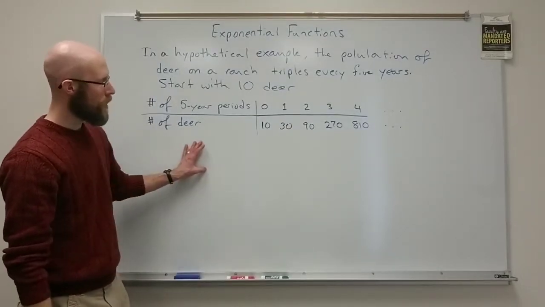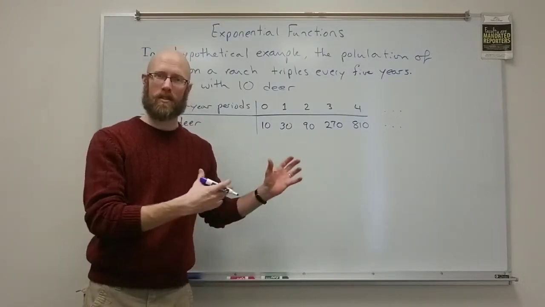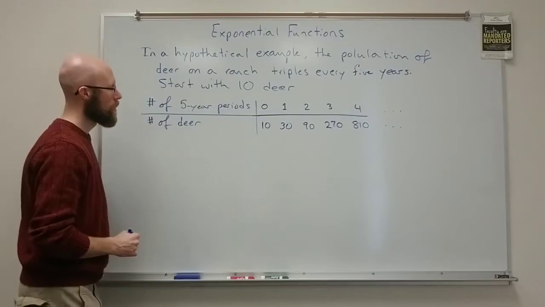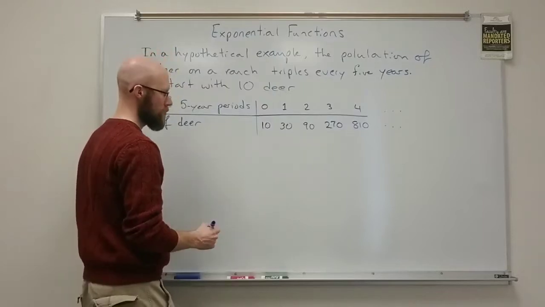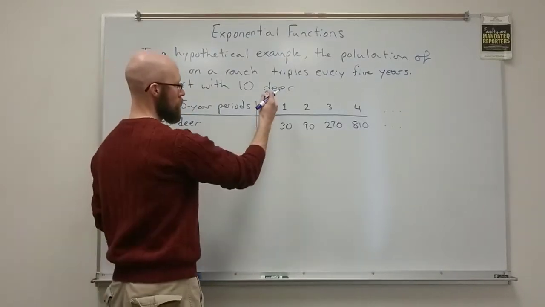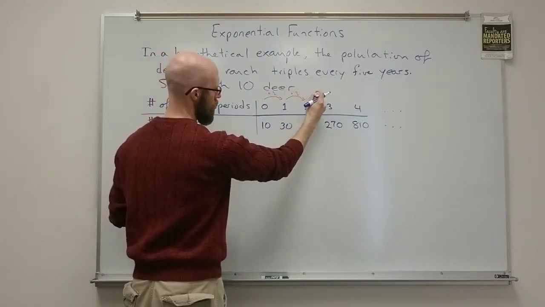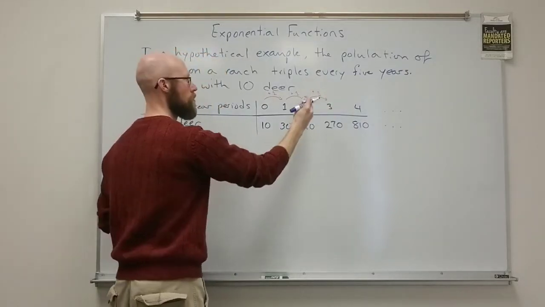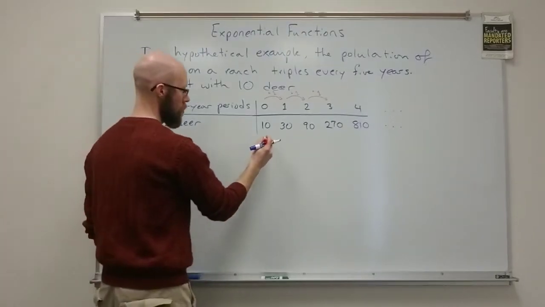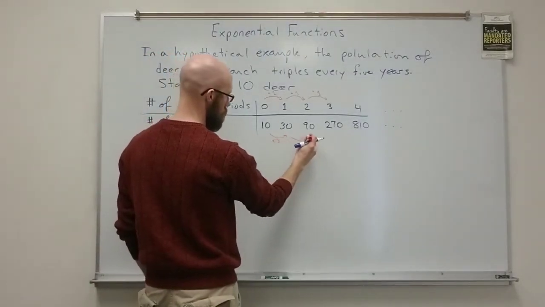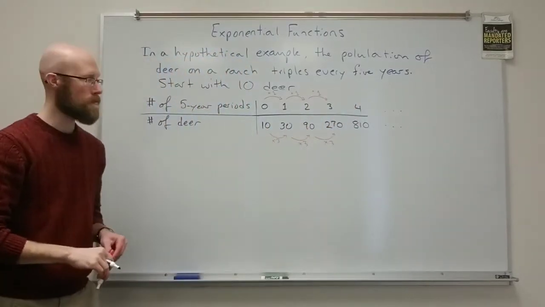Okay. And again, this is a hypothetical example. I'm not saying that deer populations actually triple every 5 years. This is just making the numbers work out well. Okay, so now let's look at a model that would represent this. To get from one input value to the next, you're adding 1 each time, right? You're adding 1, adding 1. This is the number of 5-year periods, okay? Well, in the output, you're multiplying by 3 each time, and so forth down the line, okay?